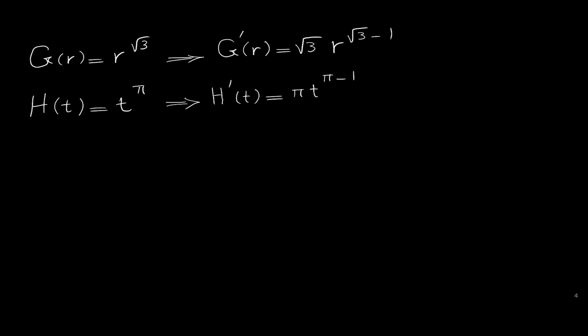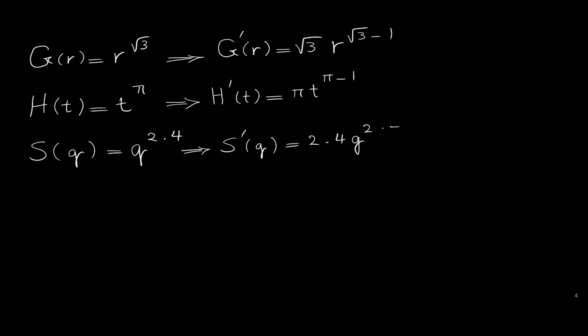That's it. Another example. What is the derivative of s of q equals q to the power of 2.4? In this example, q is our variable and the power is 2.4. Based on the power rule, s prime of q equals 2.4 q to the power of 2.4 minus 1. 2.4 minus 1 is 1.4, so the answer is 2.4 q to the power of 1.4.